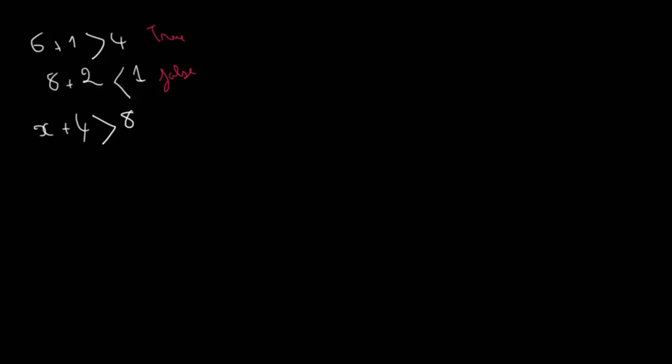Now, to solve this simple inequality, we just apply the same rules we did in the previous video when we were solving equations. We just simply subtract 4 from both sides, and we get, obviously, x greater than 4.